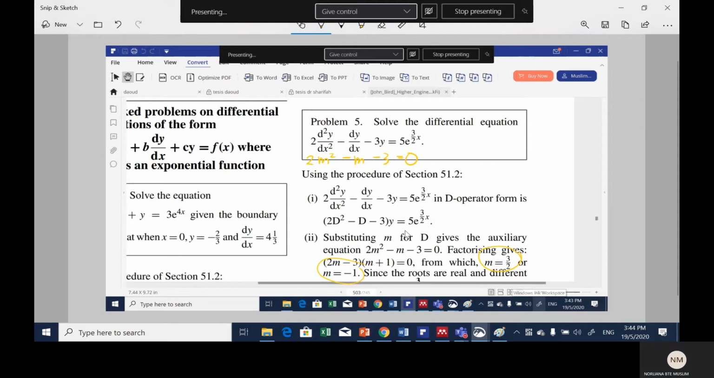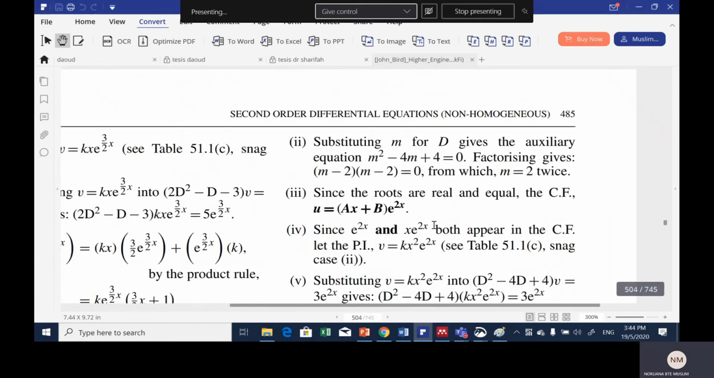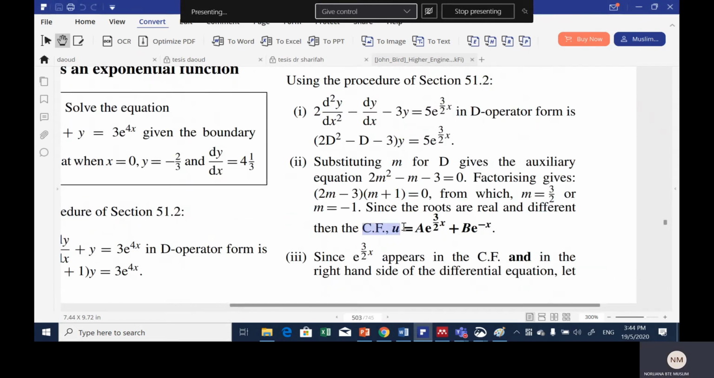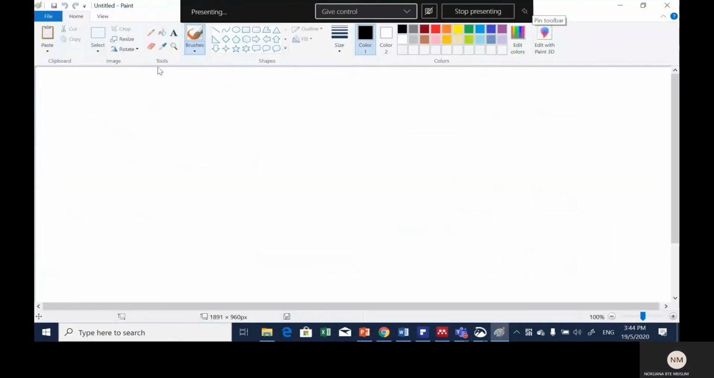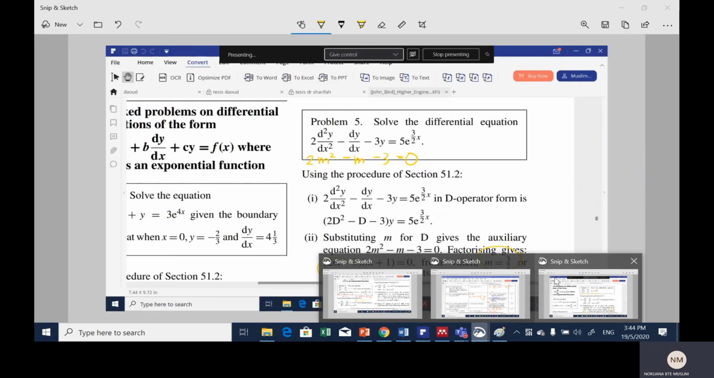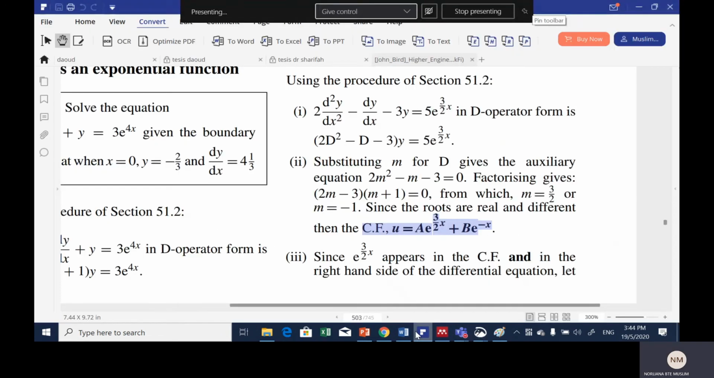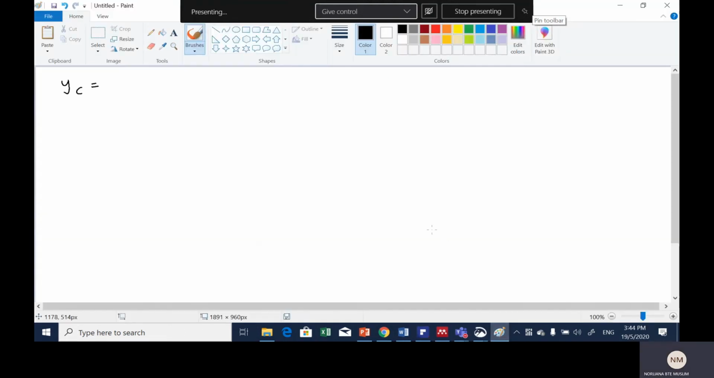So our complementary solution will be this form because the roots are real numbers and different. I'm going to write down again: our YC is equal to AE^(3/2 x) plus BE^(negative x).